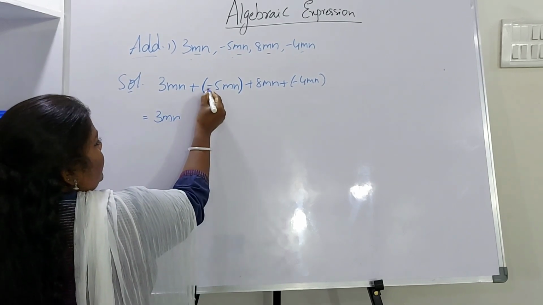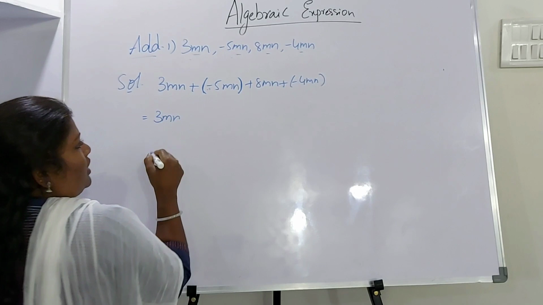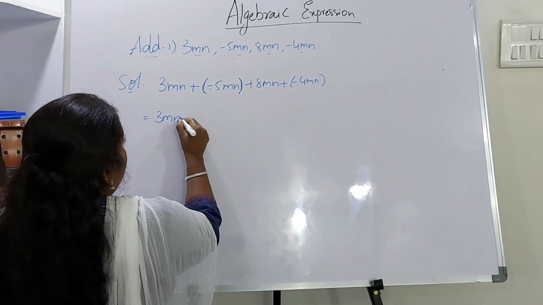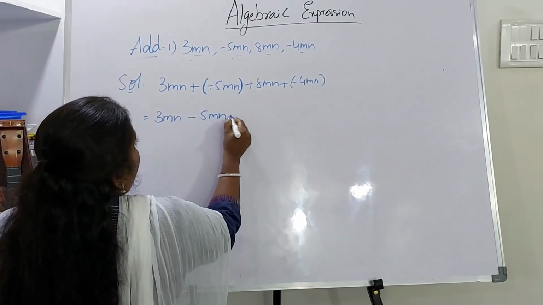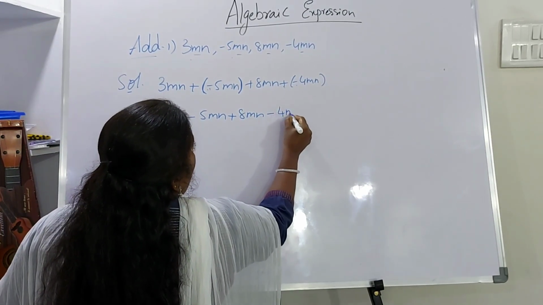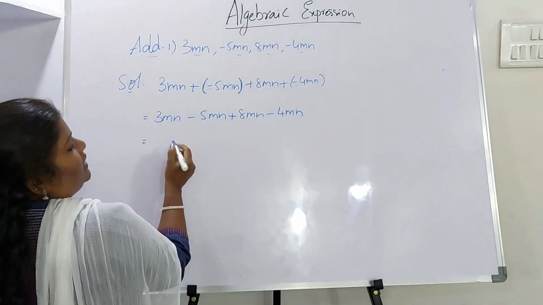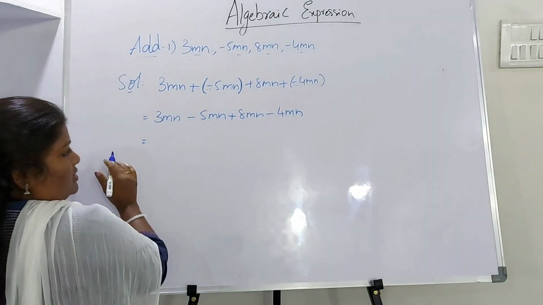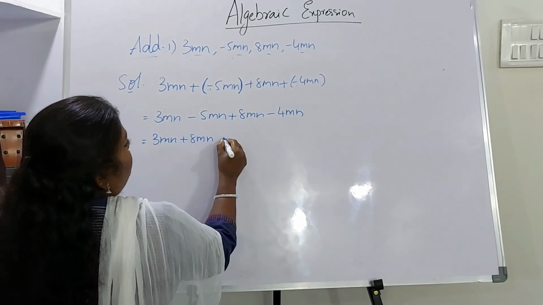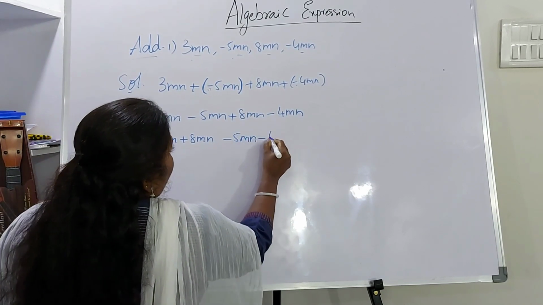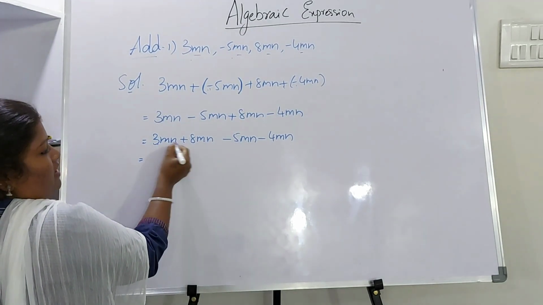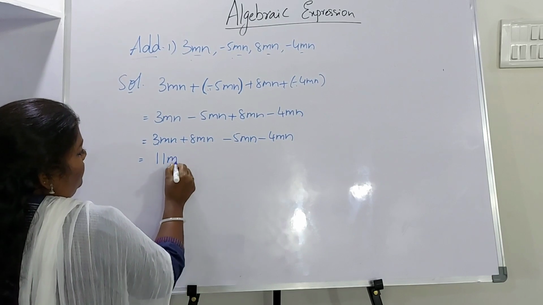Now here you have two signs, one is plus, one is minus. According to the multiplication of integers, plus into minus is minus. Minus 5mn plus 8mn. Again plus into minus is minus 4mn. Now write the like terms with the same sign to one side. So 3mn plus 8mn, and here minus 5mn minus 4mn. Now you have both plus signs, 8 plus 3 is 11mn.